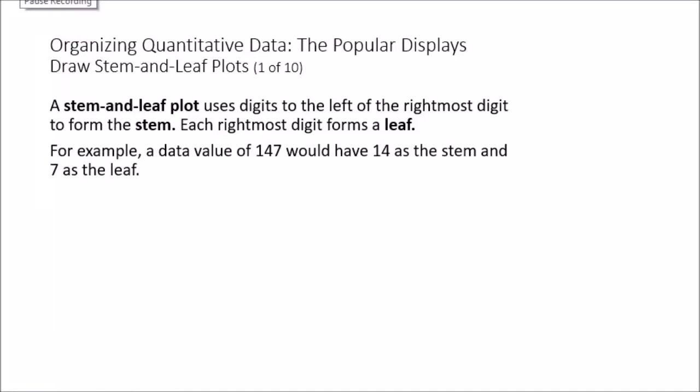Hello and welcome. This is the rest of section 2.2 of module 4, organizing quantitative data, the popular displays. In this video, I will show you how to construct stem and leaf plots, or we can call them stem plots. A stem and leaf plot uses digits to the left of the rightmost digit to form the stem. Each rightmost digit forms a leaf. For example, a data value of 147 would have 14 as a stem and 7 as a leaf.